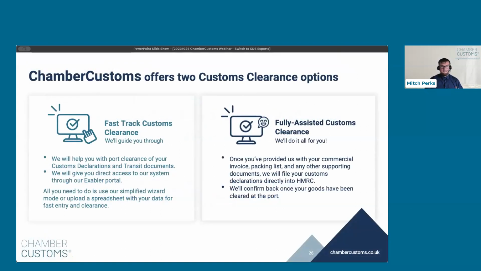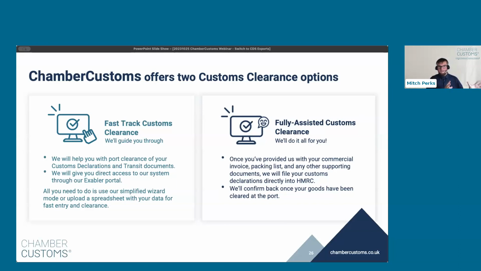So in terms of Chamber Customs, we actually offer two customs clearance options within our brokerage team. We have fast track customs clearance, and we have fully assisted customs clearance. In terms of fast track, we will help you with the clearance in terms of the customs declaration and transit. You actually get direct access to our system, which is called the Exabler portal, which allows you to upload a spreadsheet with all of your data, and using the simplified wizard to enable fast entry and clearance. So there's that side of it where the ball is in your court and you can provide that data and have that fast track.